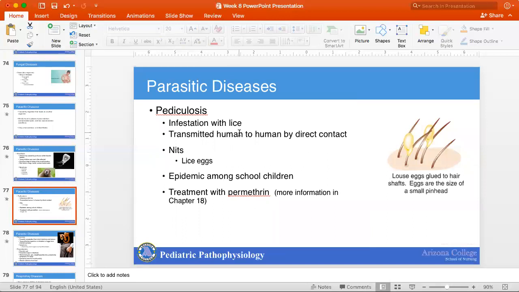Pediculosis, an infestation of lice, transmitted from human to human by direct contact, and epidemic commonly amongst school children. Treatment is with permethrin. You can see how the eggs attach to the hair, and then later on lice will hatch from these attached sites.